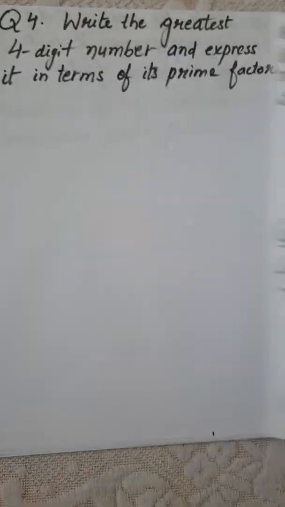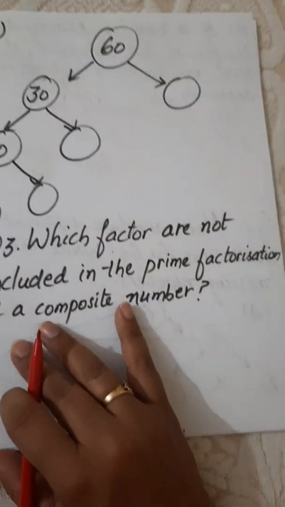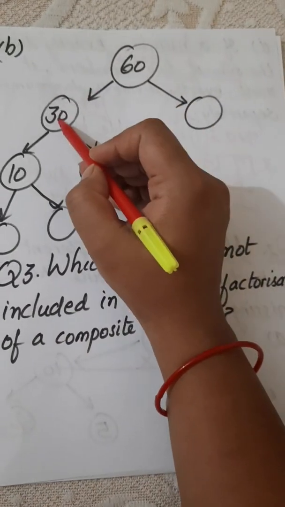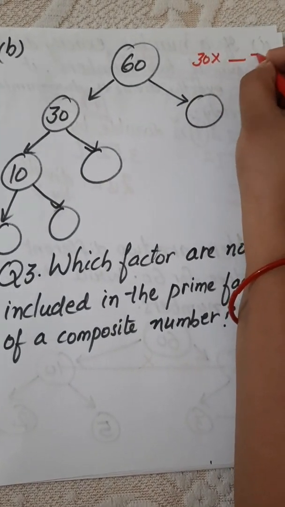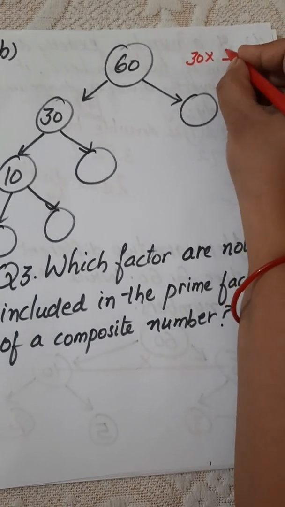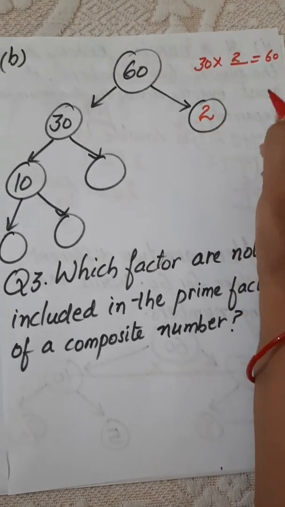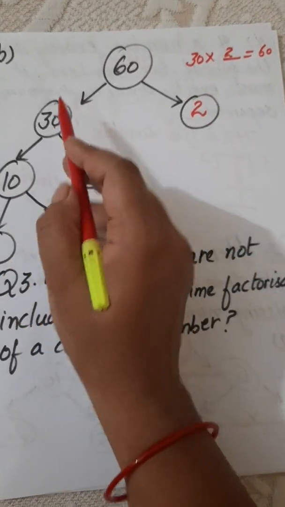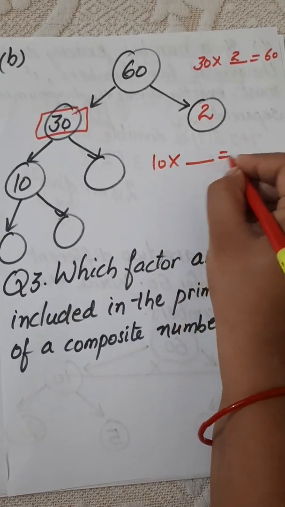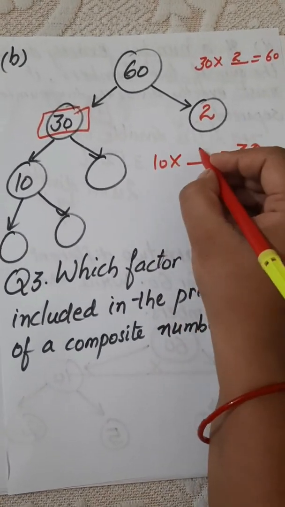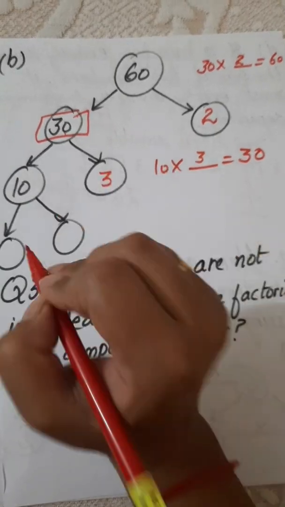So next we have the B part. Same number, factor tree is given. We have 30. So by which number do I multiply 30 so that I will get 60? So it is clear, that is 2. So here I will write 2. Next we have 30, then 10. So by which number do I multiply 10 so that I will get 30? That is clear, 3. So this is 3.